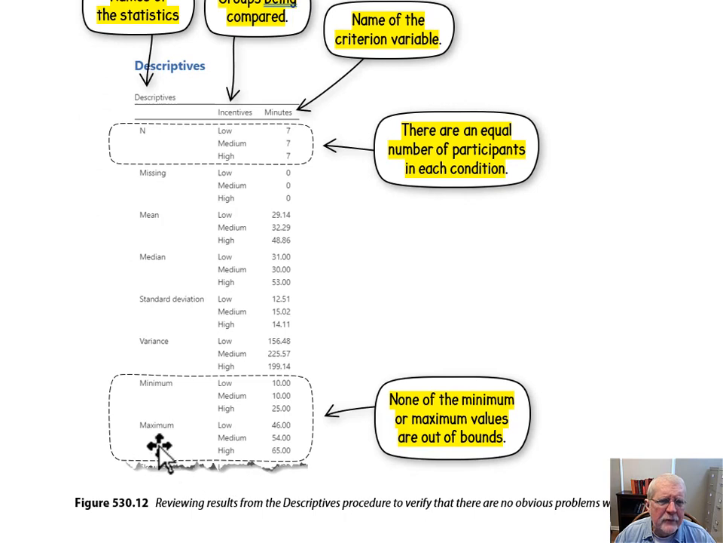Scroll down a bit, and we have these rows labeled minimum observed values and maximum observed values. None of the minimum or maximum values are out of bounds. For minutes of exercise, it looks reasonable that the lowest scores would have been 10 or 25 or so. It looks reasonable if the highest scores were 46, 54, 65. If we'd seen a number like 5,000 here, we would have known something was wrong. There's no obvious evidence that anything's wrong.